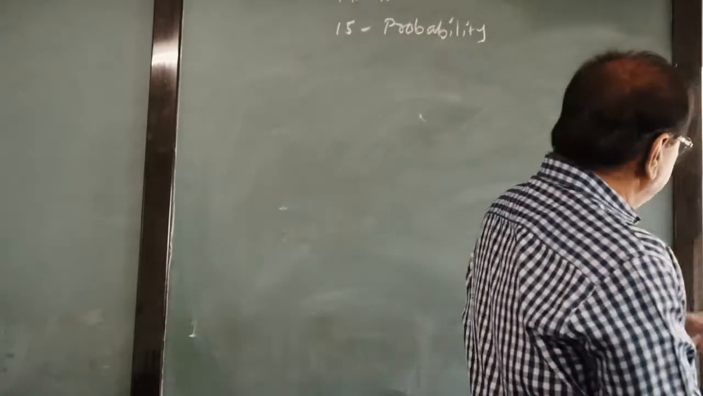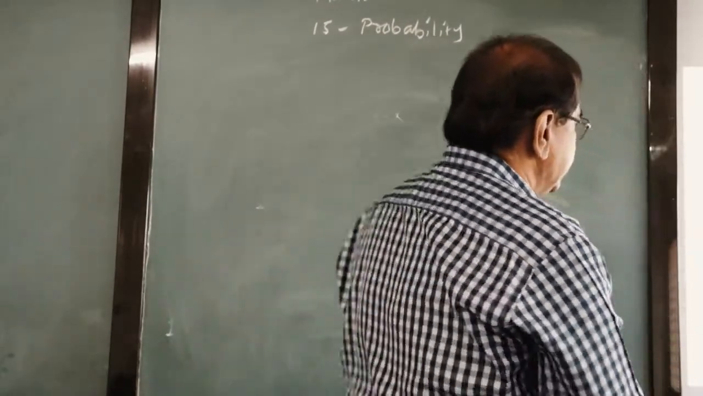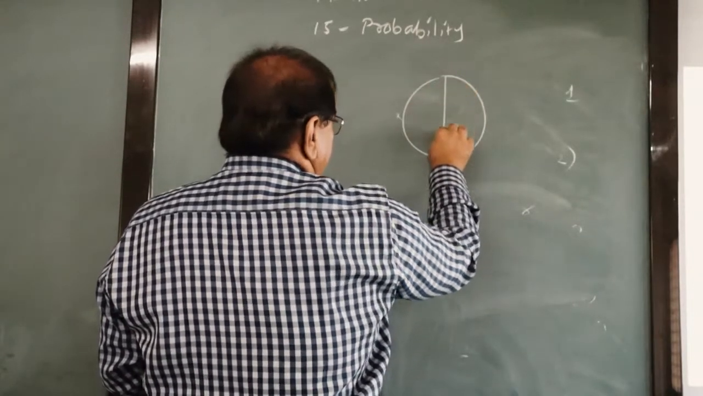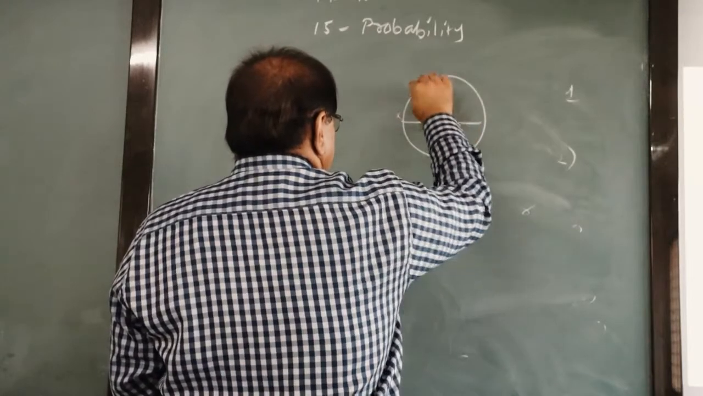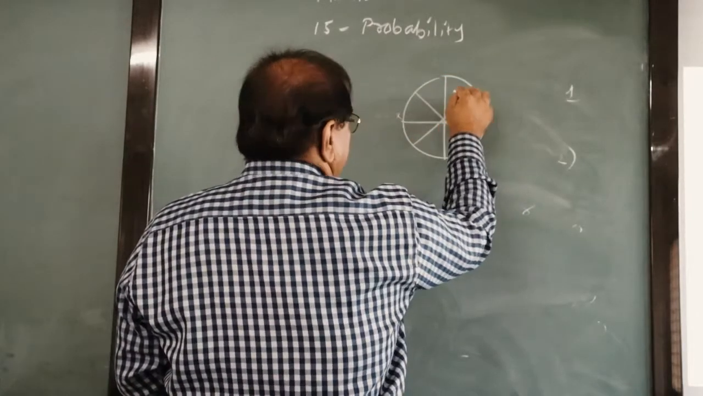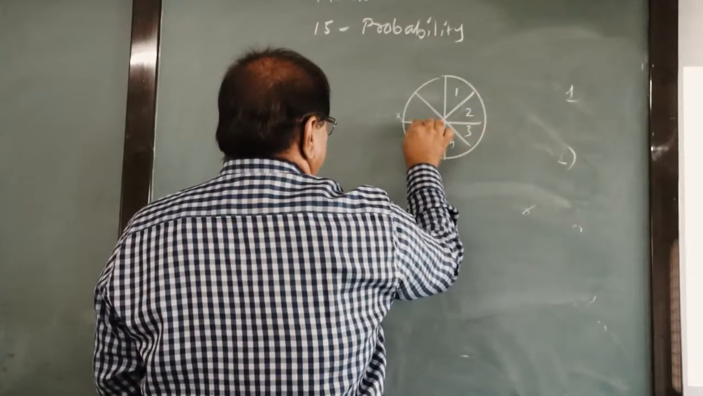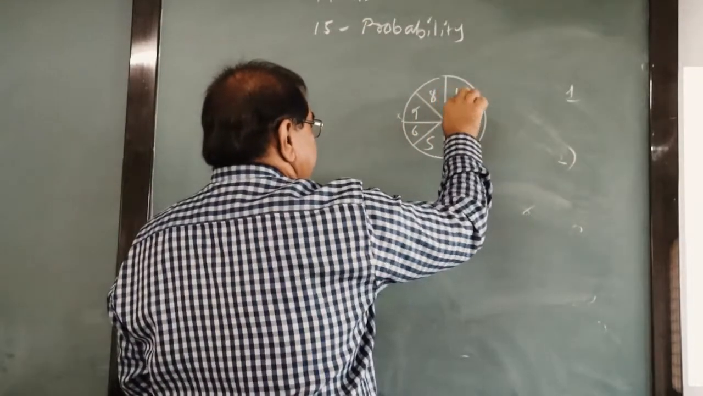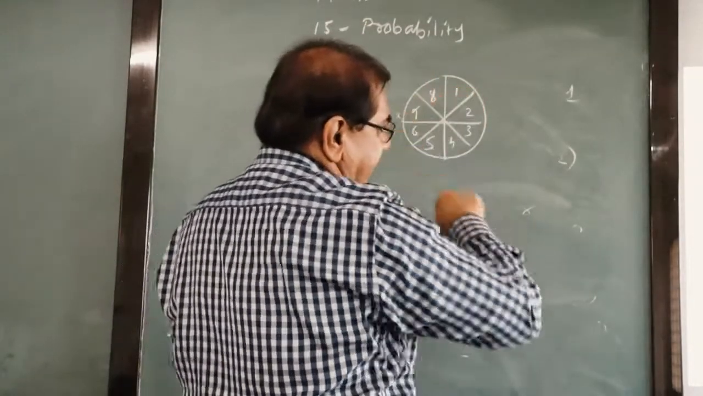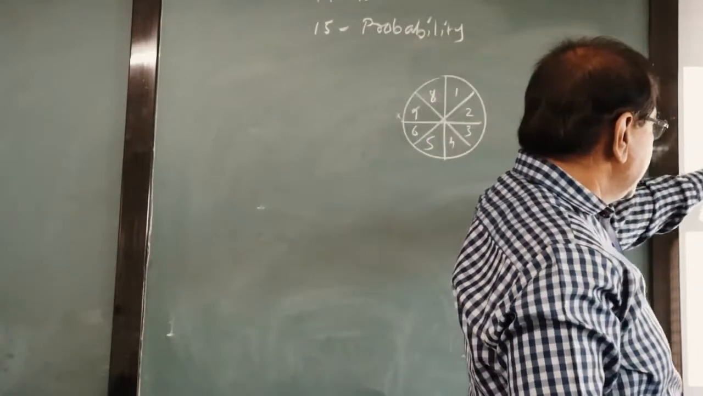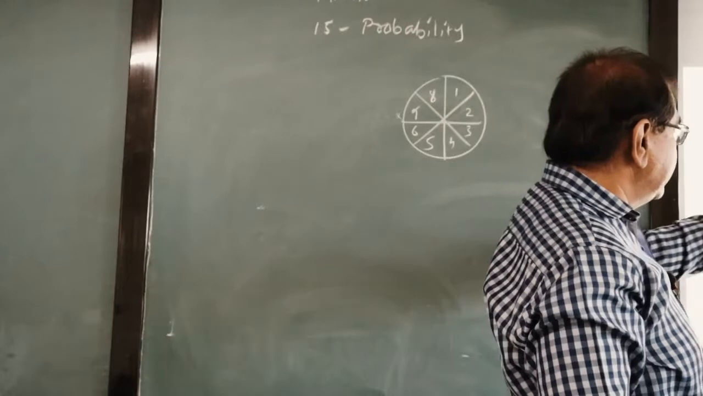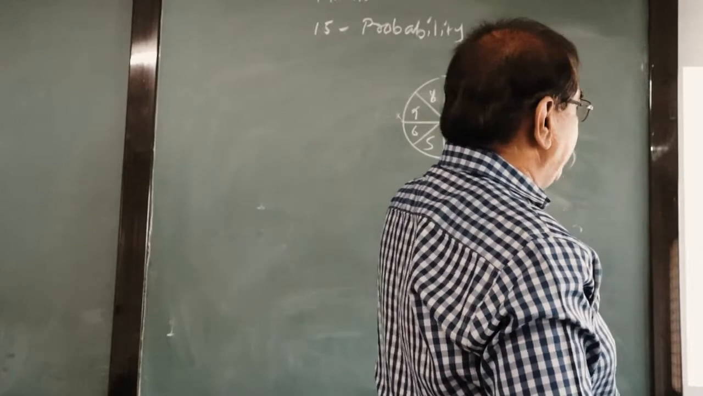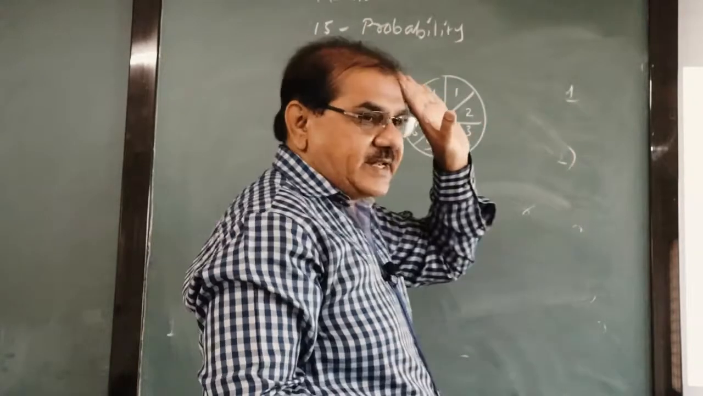Here is a very good example. It is a picture of a dial, and there are totally 8 equal parts made. It is 1, 2, 3, 4, 5, 6, 7, 8. And one pointer is there which can rotate on the dial and anywhere it can stop. So it is called a game of chance. It consists of a spinning arrow which comes to rest pointing at any of the following numbers. Out of 1 to 8, at any number it can stop.